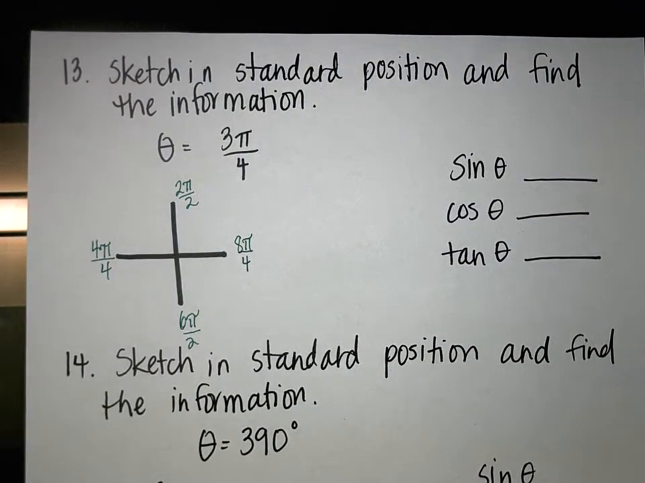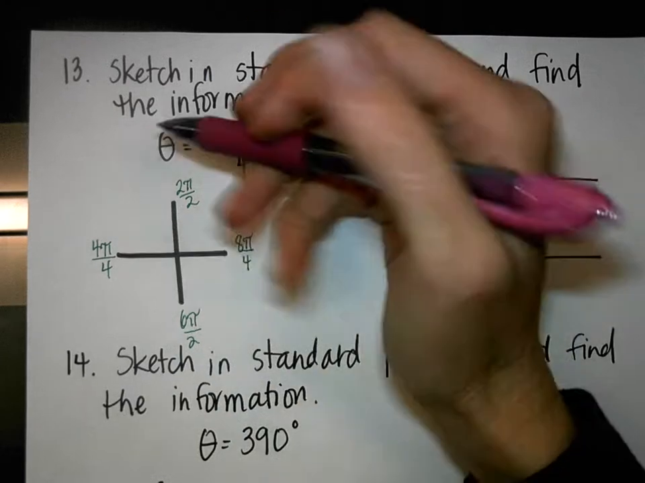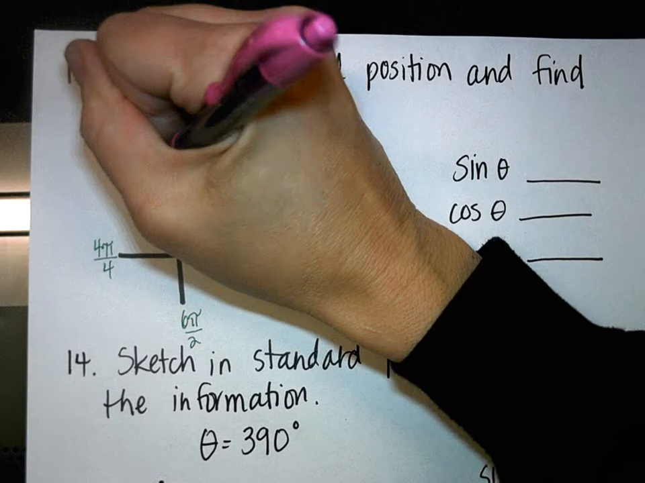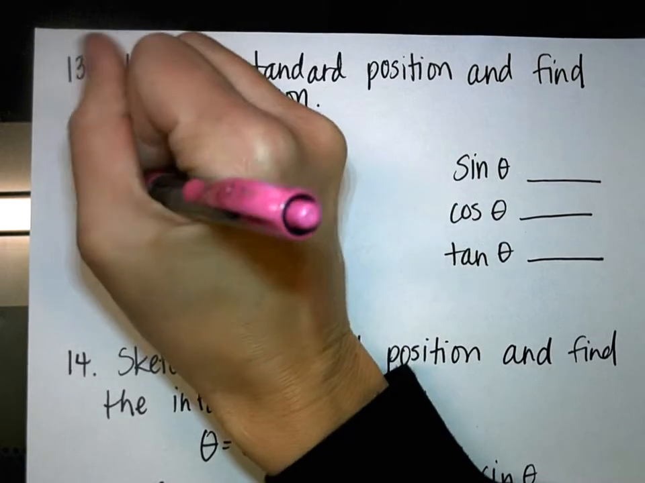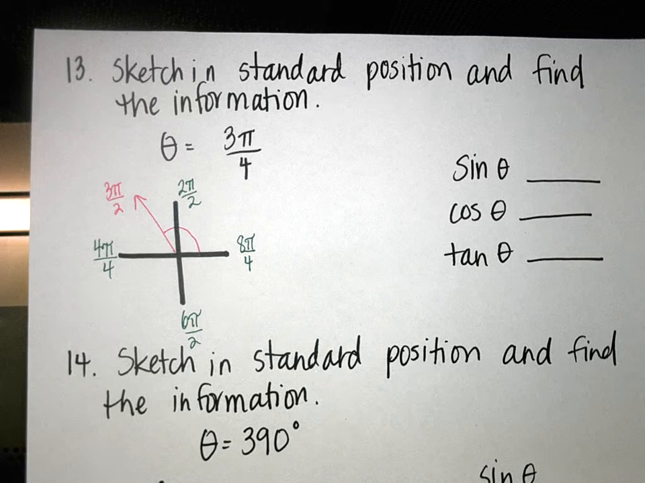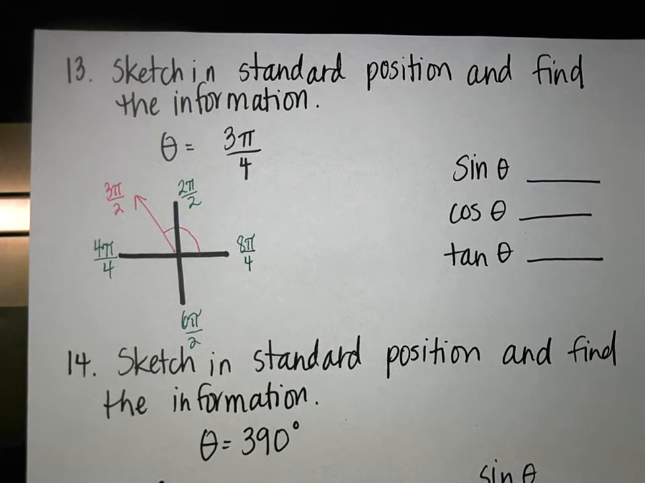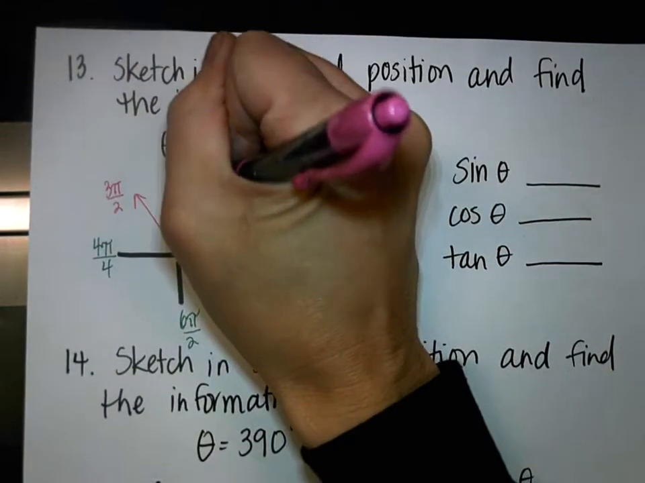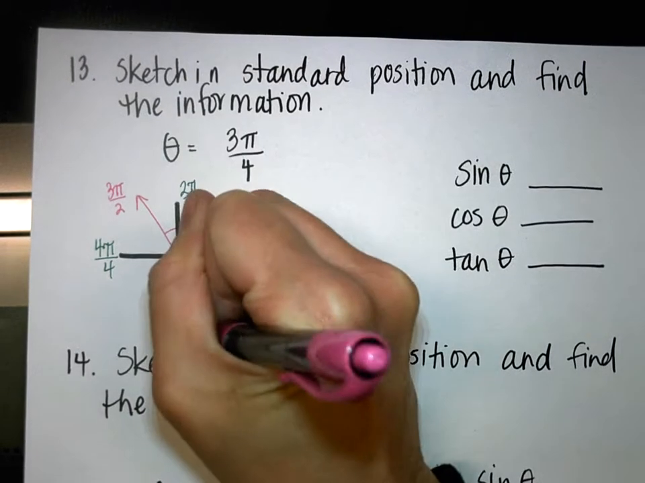3 pi over 4 will end up being between 2 and 4. And so when we sketch our angle, it goes right here in quadrant 2, and that is 3 pi over 2. If we now go to our unit circle, 3 pi over 2, let's see here. Oh, not 3 pi over 2, sorry, and this was supposed to be over 4, and this was supposed to be over 4. I'm not sure what's going on with me right now.